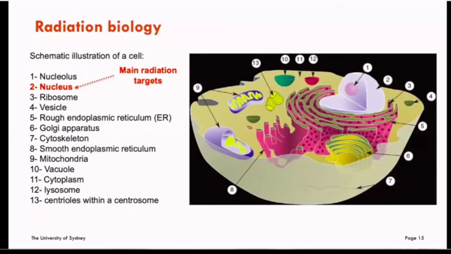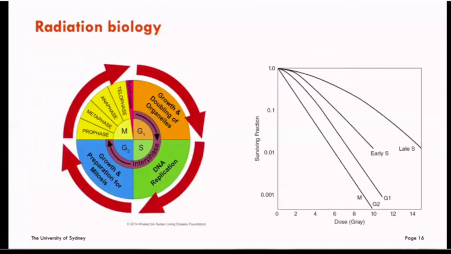Although a single cell has many sensitive organelles, the cell nucleus is the main radiation target in radiation biology because it contains the DNA molecules. The response to the radiation, DNA damage and repair mechanisms, and radiosensitivity is highly dependent on the cell cycle profile.